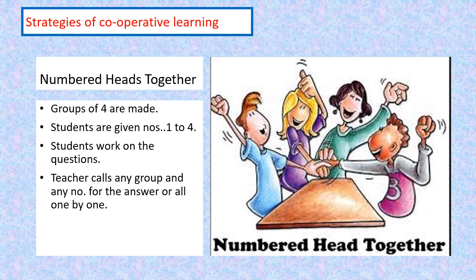Numbered heads together. In this, a team of 4 is established. Each member of the group is given a number, that is from 1 to 4. Students work on the questions given by the teacher. And in the next phase, the teacher calls any group and any number, say for example 2, for the answer, or all 2's from all groups can be called out for answers one by one.